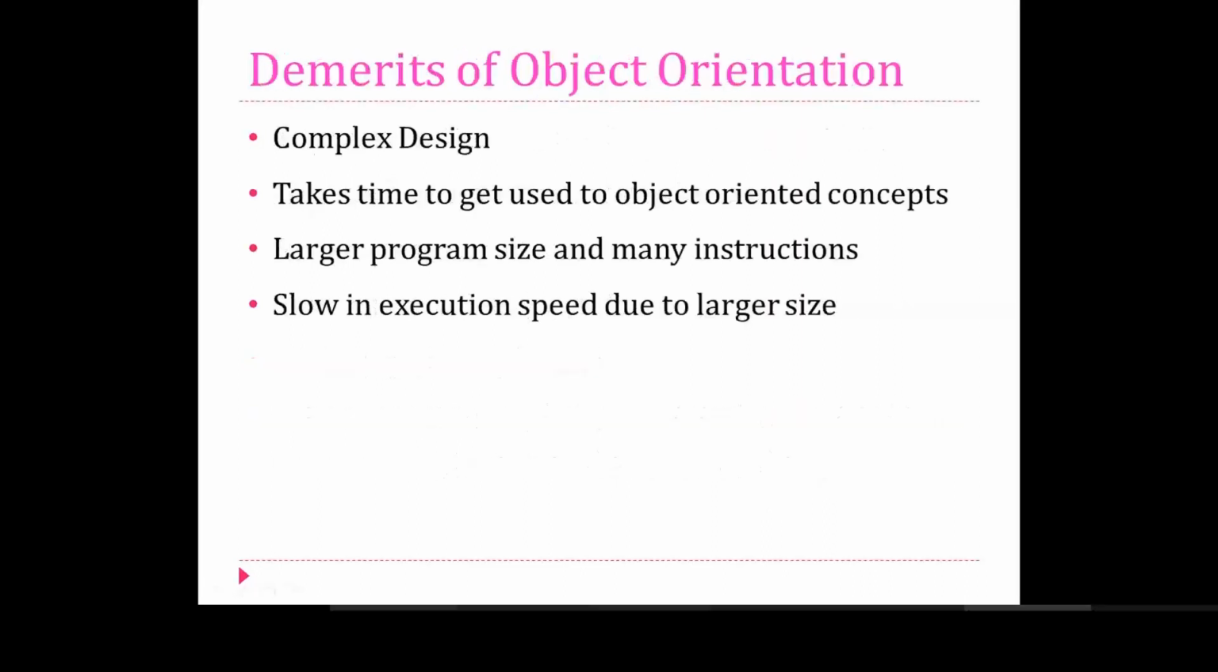And the last slide is the demerits of object orientation. Even though we have so many merits, there are some very few, lightweight demerits also. One is complex design. Object orientation may give you a fruitful software, but the work we have to do prior to the implementation, which we call design, leads to complex work. And it takes time to understand object oriented concepts. Then only you can start programming.